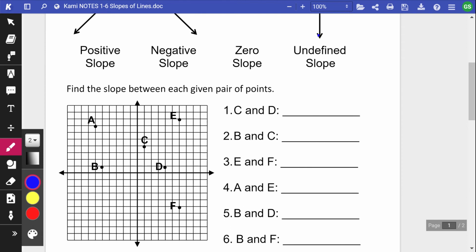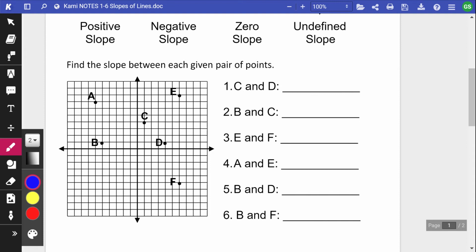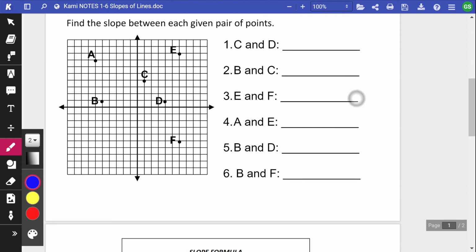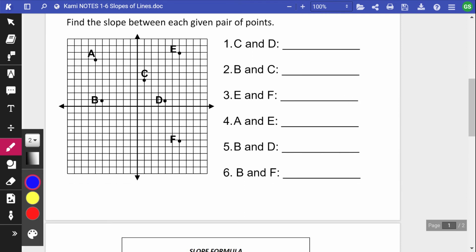All right. The examples here say find the slope between each given pair of points. If we have a graph and points that are actually on the graph, the easiest thing to do is just to count. Number 1, points C and D. So here is C and here is D. Always start with the point that's on the bottom and count up.